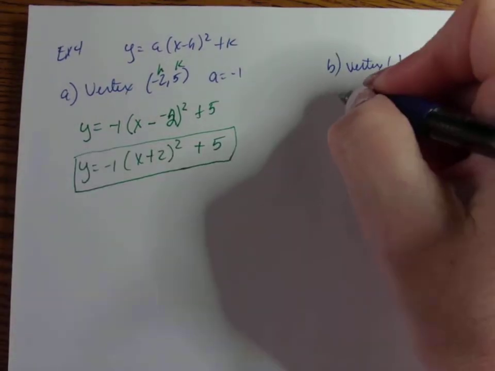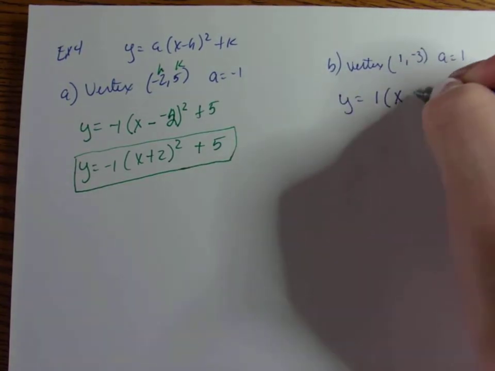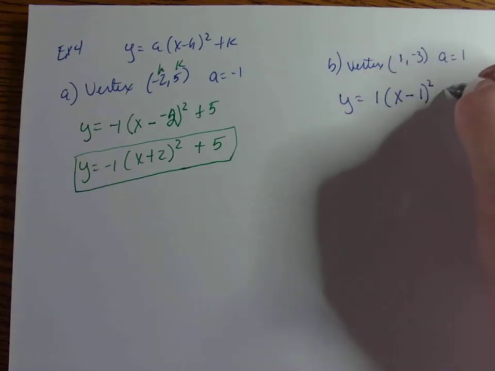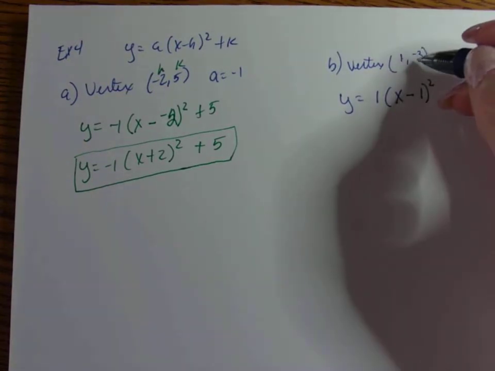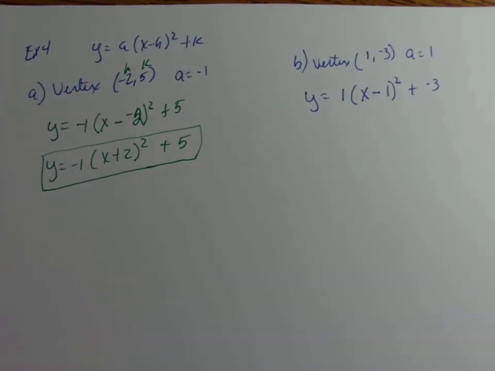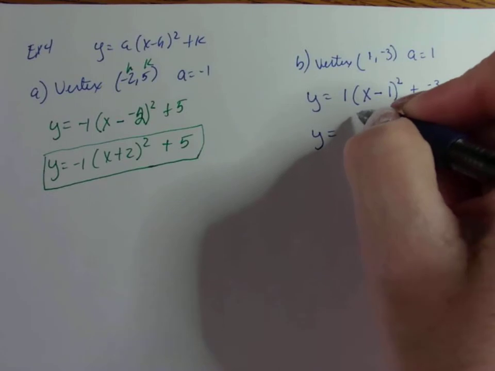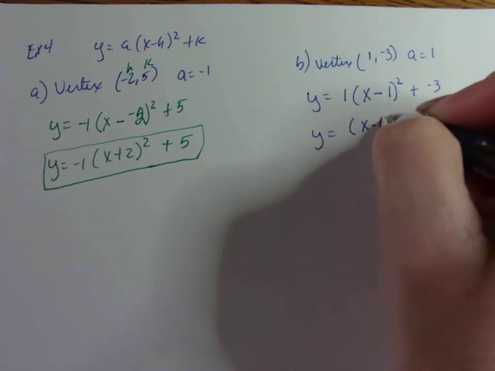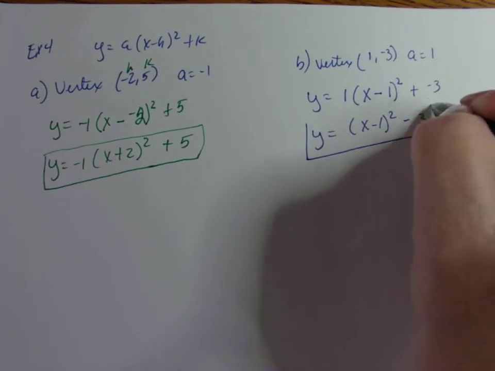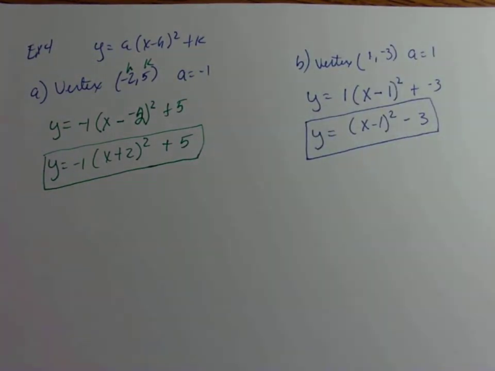So again, we have y is equal to 1 times x minus our h of 1 squared plus our k. So it would be plus that -3. And you can just write -3 to start with if you wish. So y equals x minus 1 squared minus 3. And again, you can put the 1 out front, or you can just leave it without the 1.